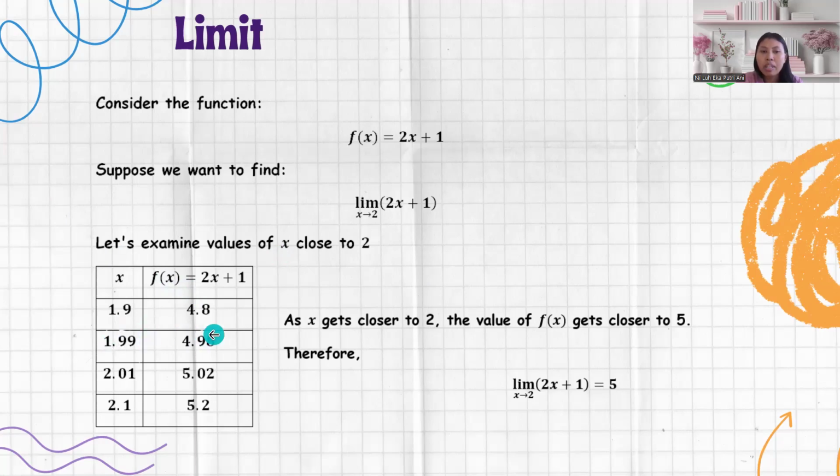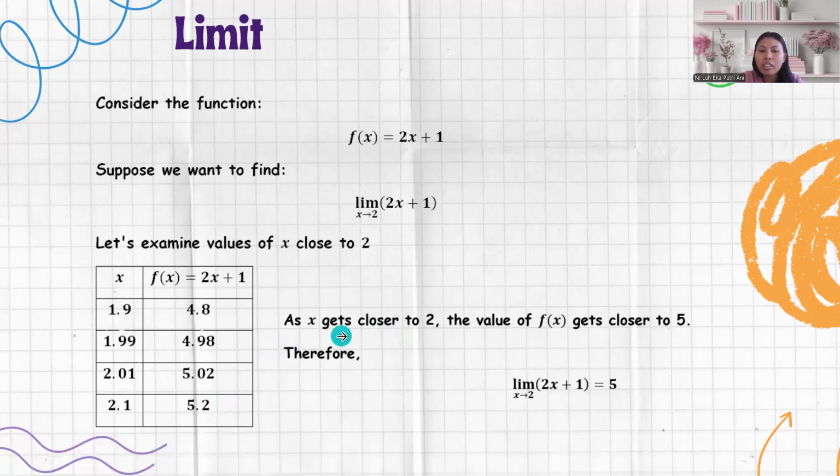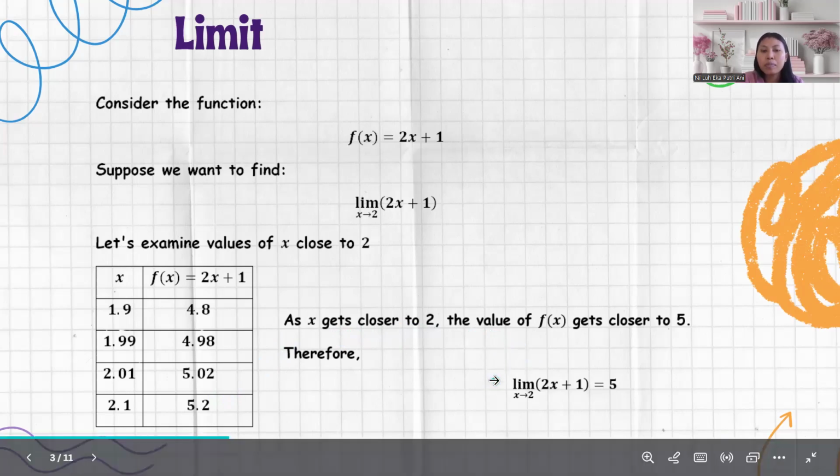For x equals 1.9, we get f(x) equals 4.8. And for x equals 2.1, we get f(x) equals 5.2, and so on. Now we can conclude that as x gets closer to 2, the value of f(x) gets closer to 5. Therefore, the limit of 2x plus 1 as x approaches 2 is equal to 5.